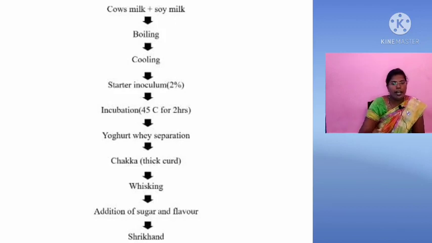If we observe this diagram, how many steps are involved? Ten steps, you can count them. First step is cow's milk plus soya milk. Second is boiling. Third is cooling. Fourth is adding the starter culture, 2%. Then incubation at 45 degrees temperature for 2 hours. Then yogurt separation, chakka thickening, whisking, and addition of sugar and flavor. So here 10 steps are there.